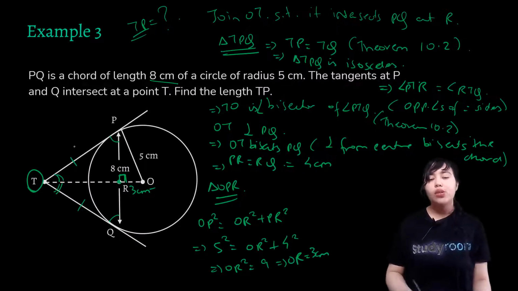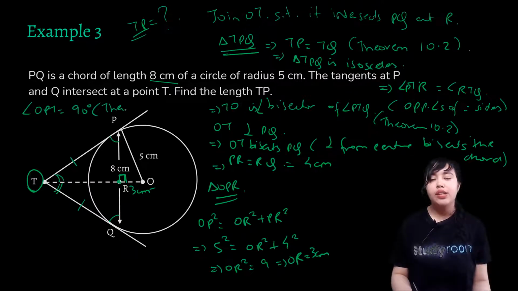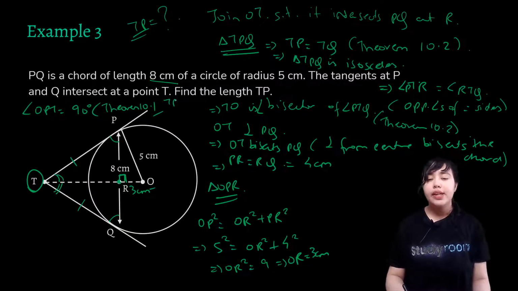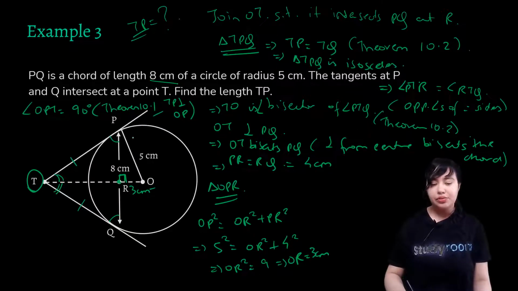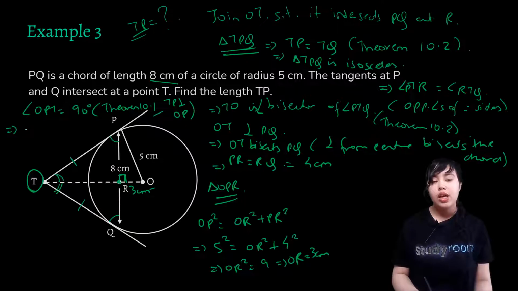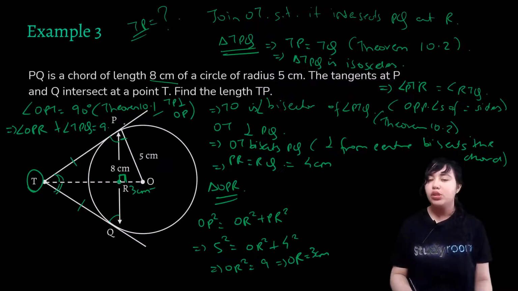Then if you look at angle OPT, what can you say about it? It is 90 degrees, because by theorem 10.1, the tangent to a circle, TP, is perpendicular to the radius of the circle, which is OP. So this angle becomes 90 degrees. Further, this angle OPT is made up of two angles: angle OPR, this angle, plus angle TPR. So they become complementary, their sum is also 90 degrees. So what do I do next? We just make this equation number 1.